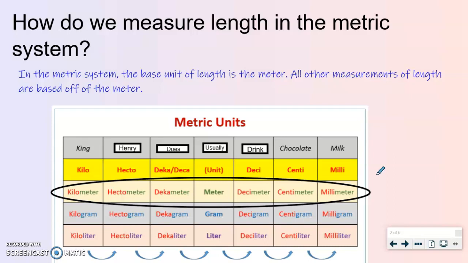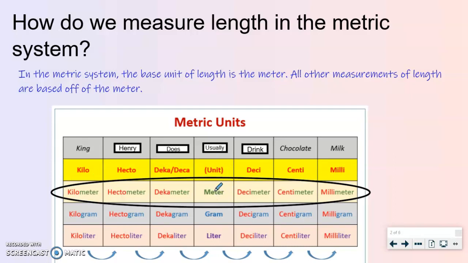Well, in the metric system, the base unit of length is the meter, and so all other measurements of length are going to be based off of the meter. So you can see here I've circled specifically this line here with meter. And we talked about yesterday that mnemonic device, King Henry does usually drink chocolate milk, and how that will help us remember the order of the different prefixes for our metric units.